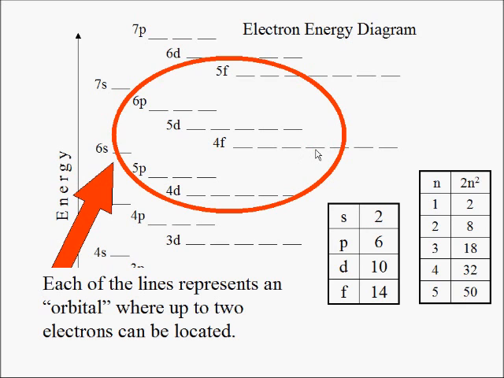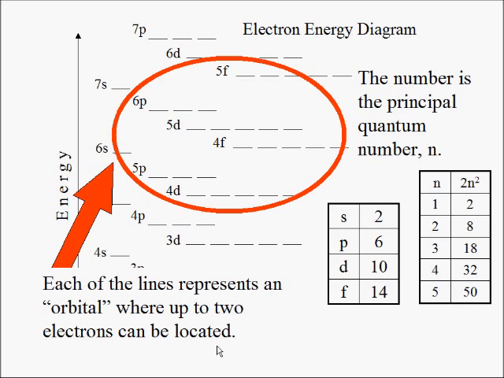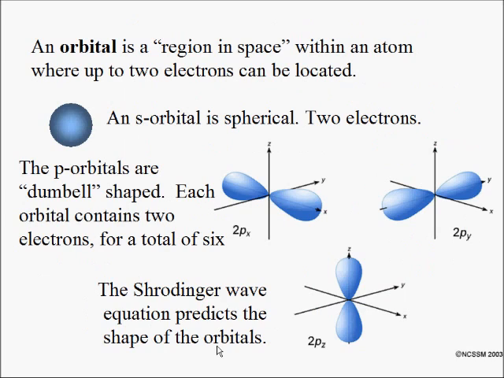Now an orbital is basically a region in space within an atom where 2 electrons can be located. Notice that the number represents the principal quantum number, and of course the S, P, D, and F represent the sublevels. Now what the dickens is an orbital? As we said, an orbital is a region in space where we can have 2 electrons. Now remember we said there was S, P, D, and F orbitals. An S orbital is basically spherical.